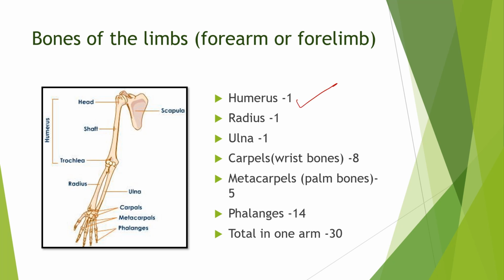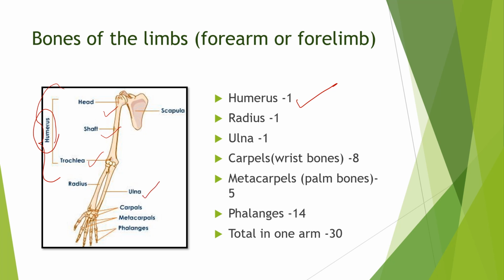Now humerus. Humerus is only one. This full part is humerus. See the diagram when I am teaching. Please see the diagram when I am teaching so that it will be clear. Humerus is one. So humerus has three parts: the head, the shaft and the trochlea. Is it clear?